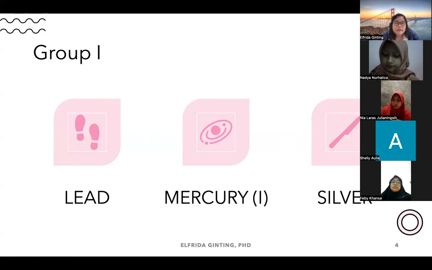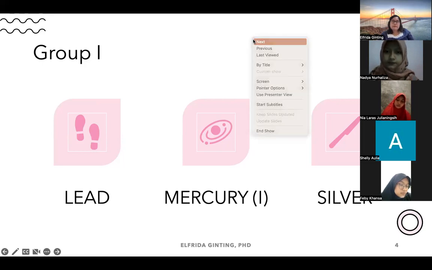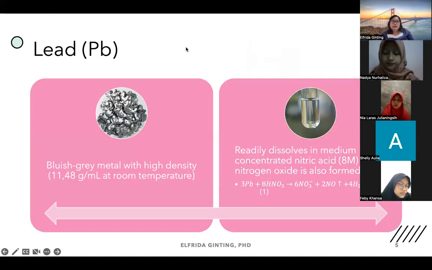If you look at the periodic table, it will be Pb, Hg, mercury, Hg. Silver will be Ag, argentum. Plumbum, mercury, and argentum. And let's start with lead first.